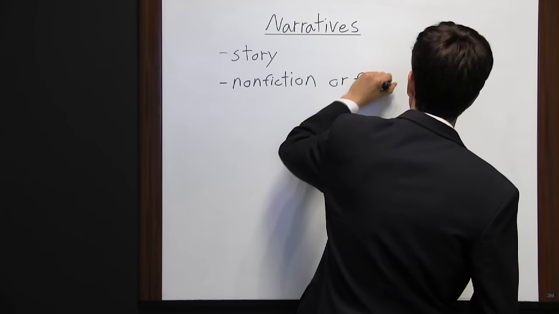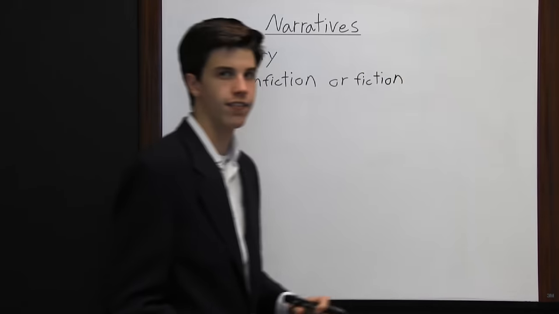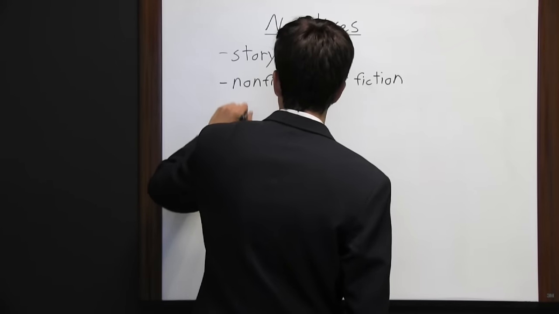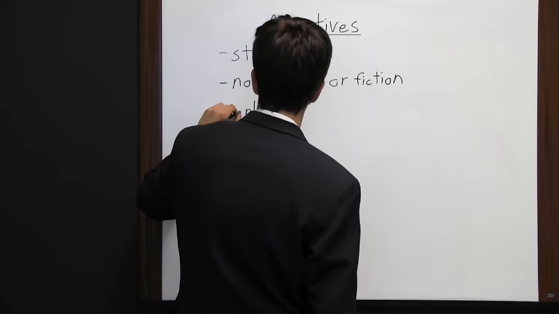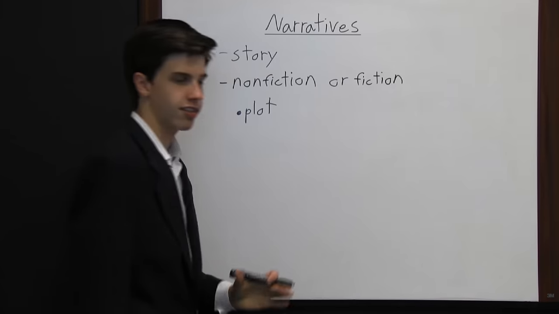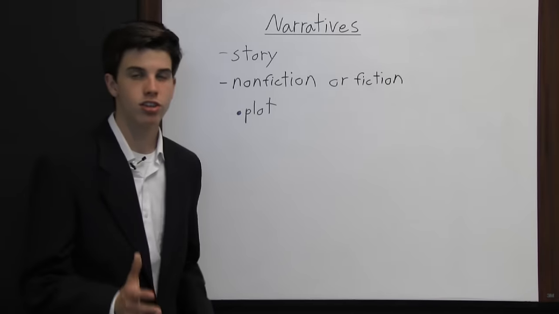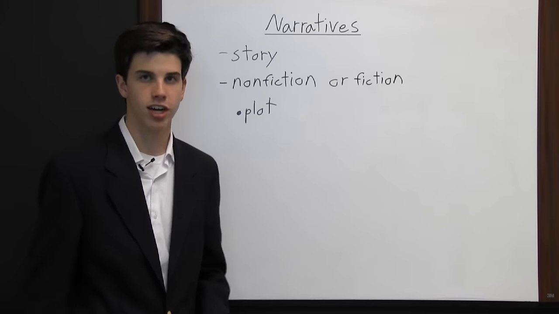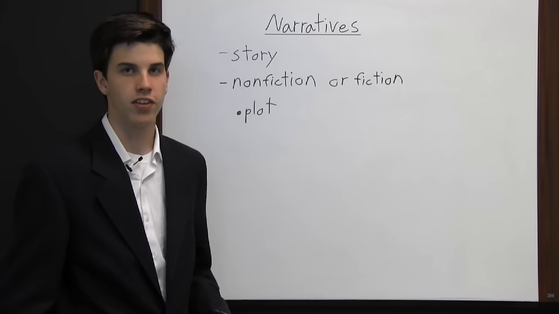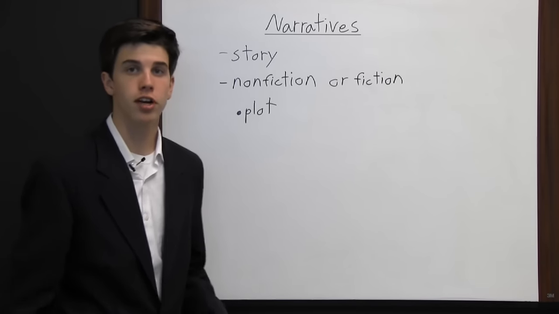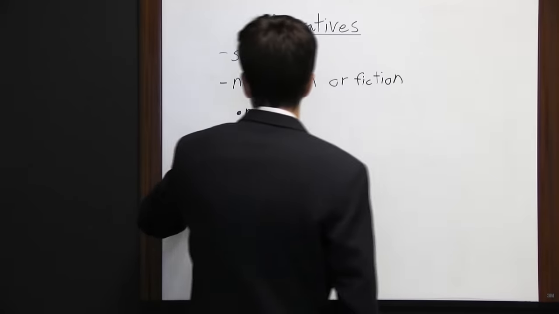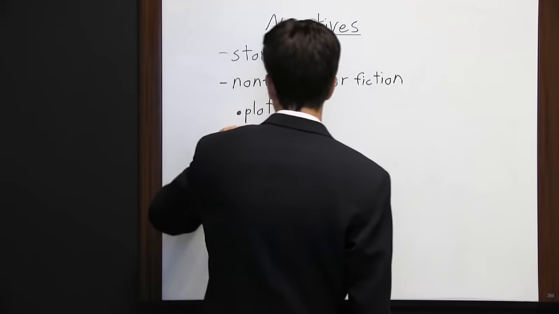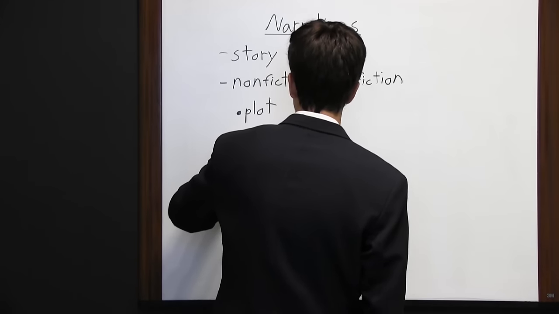Now, there are certain characteristics that a piece of writing must have in order to be considered a narrative. First of all, it must have a plot. A plot is basically the meat of the story. It starts out with the problem that arises in the story, and then how the characters try to overcome that problem, and then finally ends with the characters overcoming the problem. So you notice that I talked about the characters doing things in the plot. So that's the second thing that a narrative must have, characters.